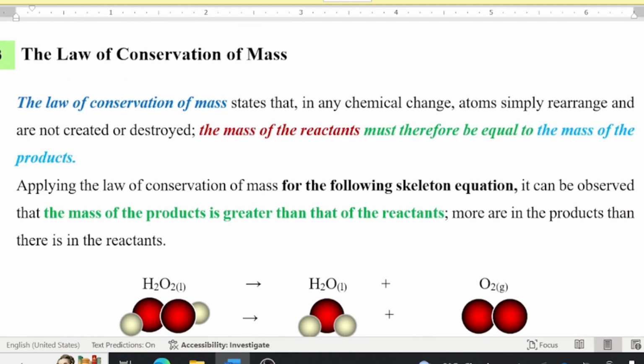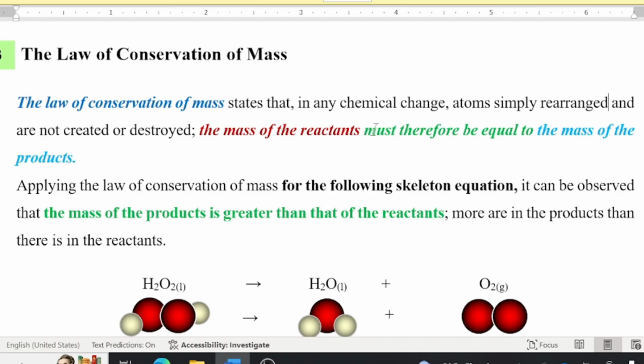What this law states is that in any chemical change, atoms are simply rearranged and are neither created nor destroyed. Thus, the mass of the reactants must therefore be equal to the mass of the products. For example, the reaction that we did earlier, where we mix a solution of sodium hydroxide with copper(II) sulfate, and you ended up with that blue gelatinous precipitate and sodium sulfate.